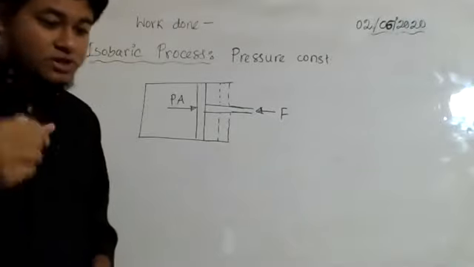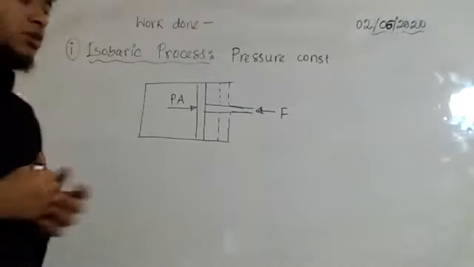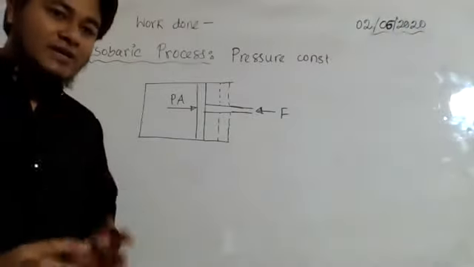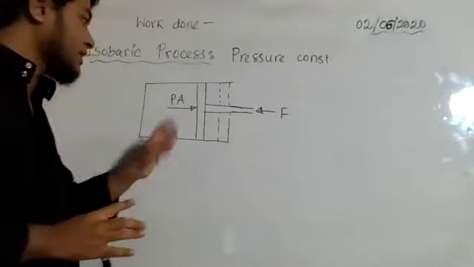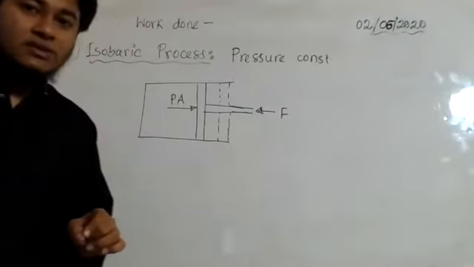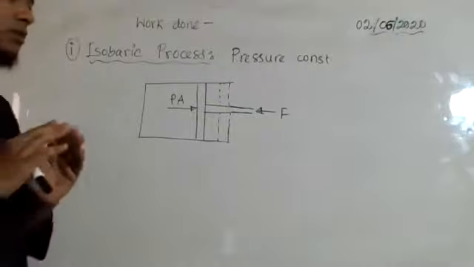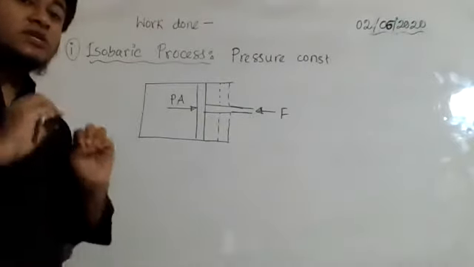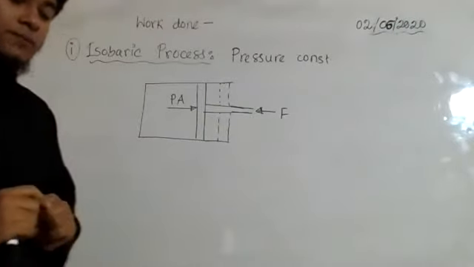Due to friction, heat energy is produced and some energy is lost. But for the ideal case, we are considering that there is almost no friction. We can reduce the friction using lubricant and other means. But for now, we will consider that there is no friction. It is a frictionless piston.